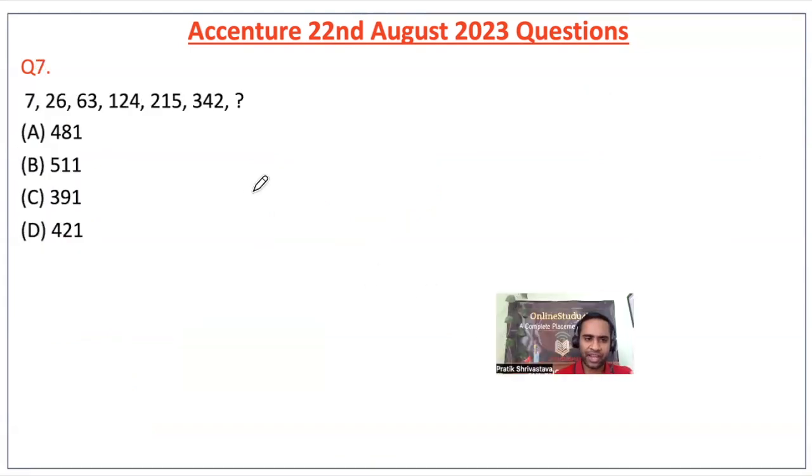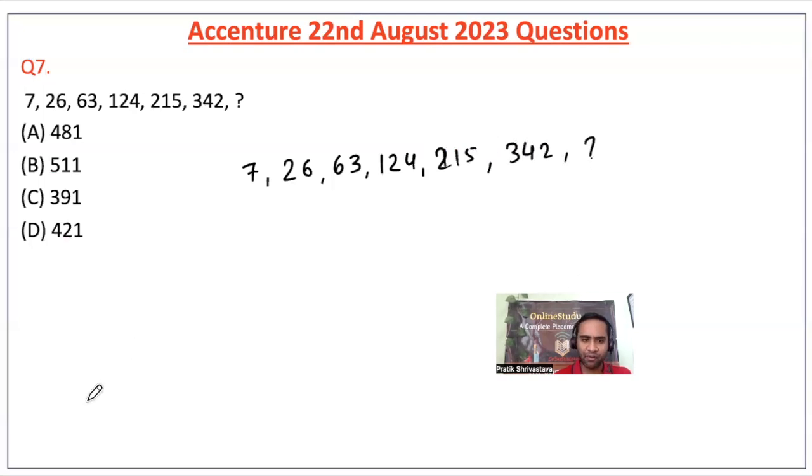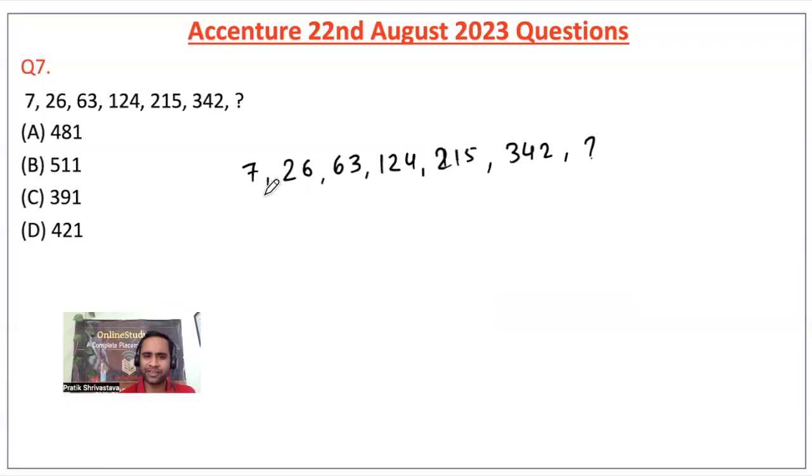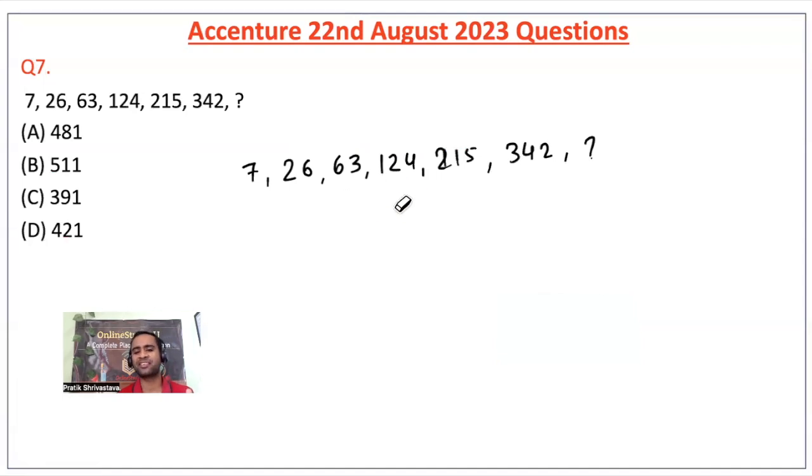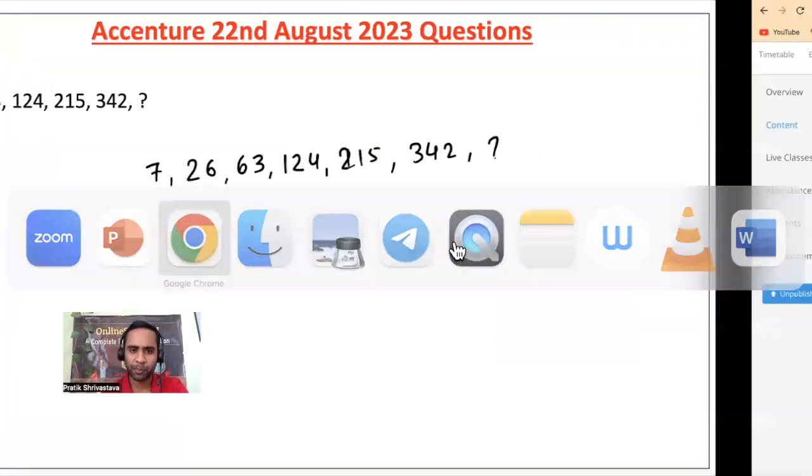Then, so next we have 7, 26, 63, 124, 215, and 342. Now, so generally what students will do here, so friends, they will start, this is 19, and then this is 37, and so on. So this kind of logics they will apply, but they will not be able to get the answer, right? Okay. So see, definitely friends, practice has to be there.